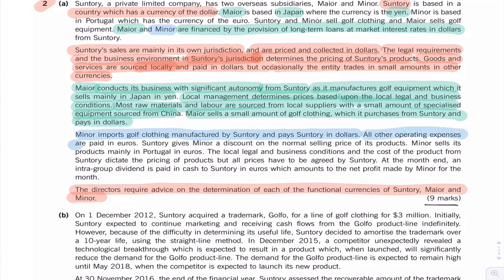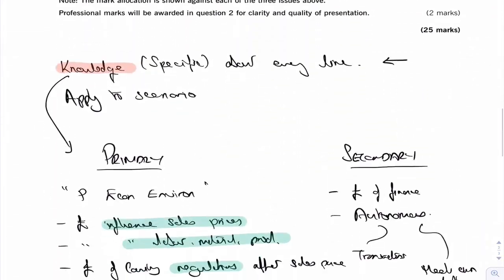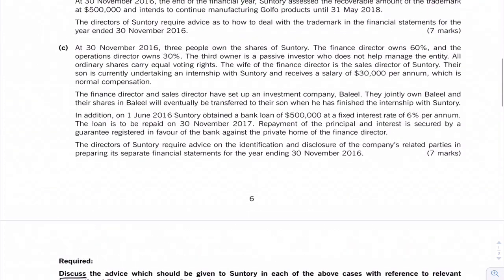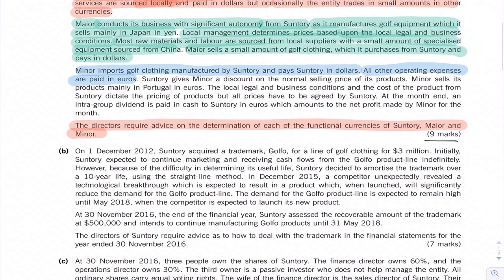All other operating expenses, though, are paid in euros. So, if you go down here, we'd say, well, maybe that one there makes you think dollars, but this one here makes you think euros. So you say, well, it's not clear then at the moment. The holding company gives them a discount on the selling price of its products. So that will be the currency then that is influencing their sales price. And remember, we're going through every line and you're writing every one of these lines down. So again, it makes it look like dollars.